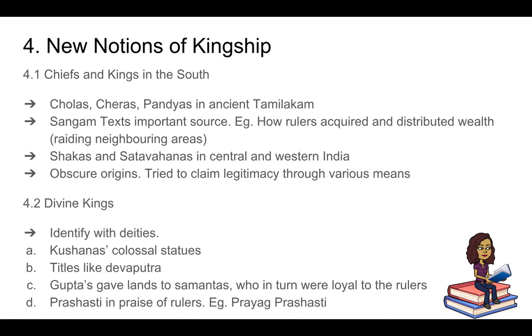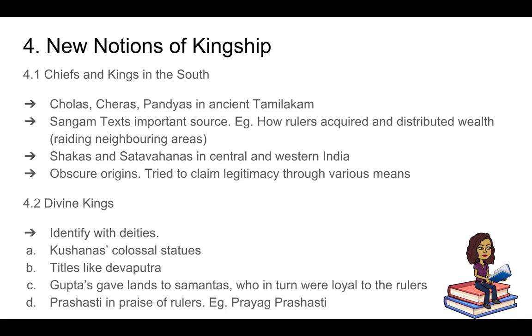The Shakas and Satavahanas were also important dynasties to rule in central and western India. Their origins were largely obscure, and not only them, but a lot of other dynasties, which were perhaps not Kshatriyas, tried to claim legitimacy through various means. One of the most powerful ways to do that was to claim divine origin. So the Kushanas would build colossal statues, and they would identify with various deities by picking up titles like Devaputra, meaning the son of God.